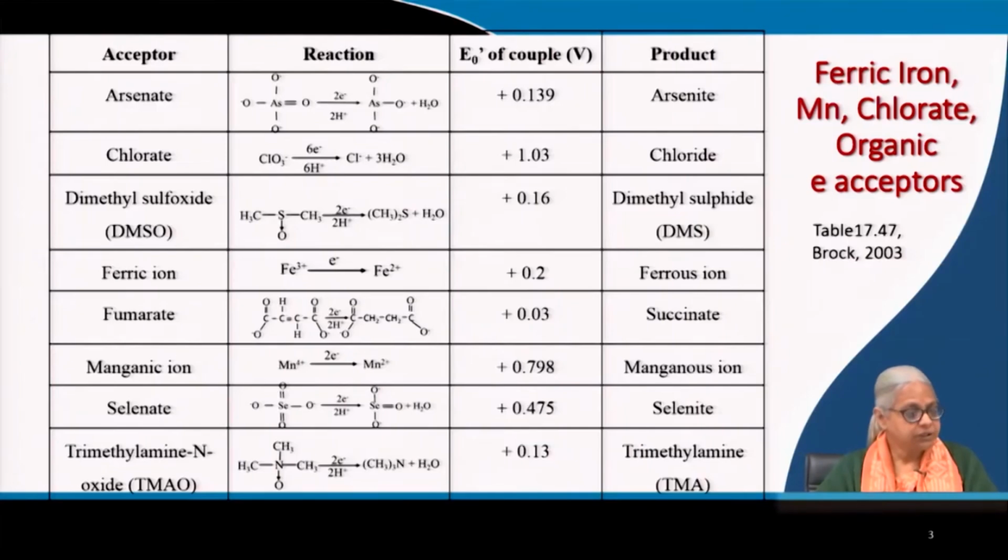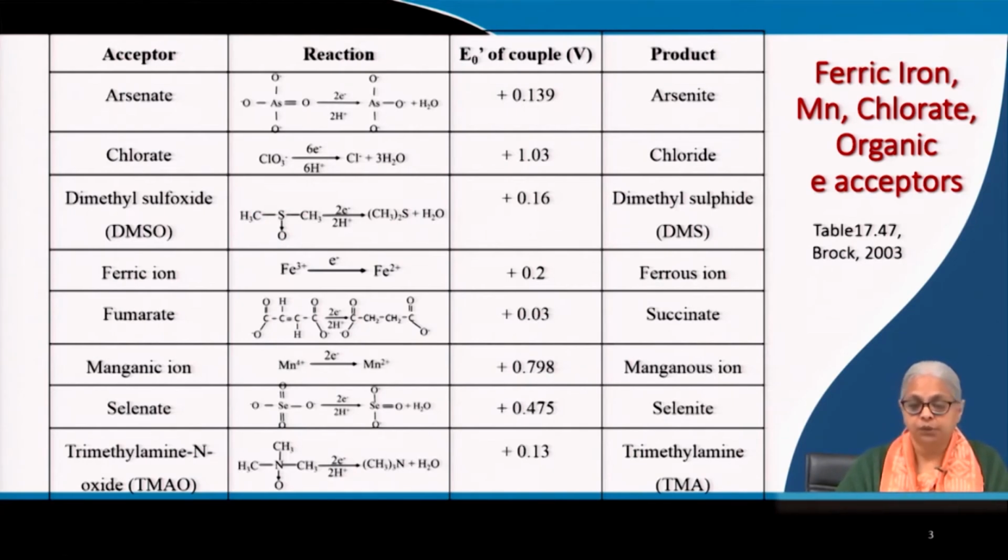So here we have a table which shows several other electron acceptors. If you remember back from the 3 biochemical pathways, we have either fermentation or respiration, and within respiration we have aerobic respiration, which means the terminal electron acceptor is oxygen, and we have anaerobic respiration, which means that the terminal electron acceptor is any other compound other than oxygen.